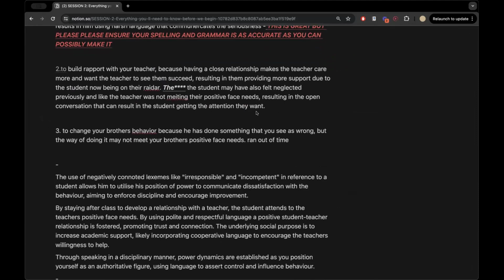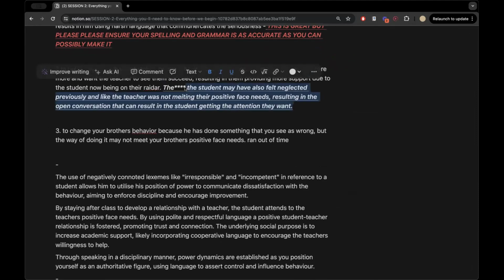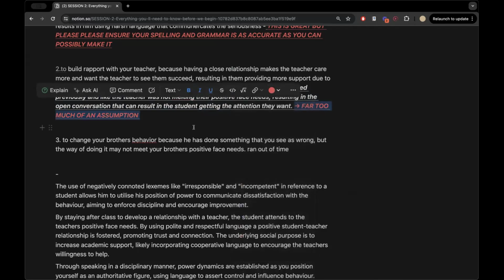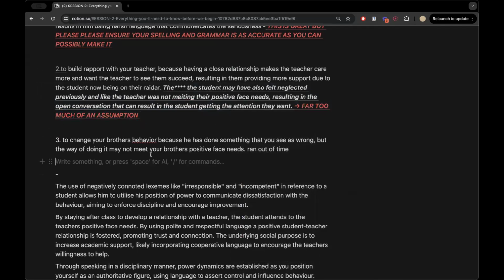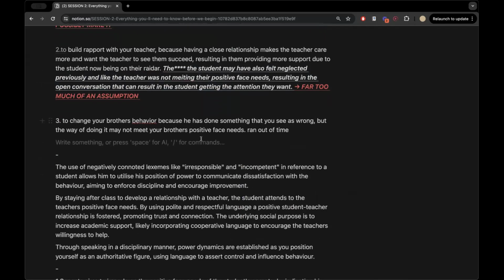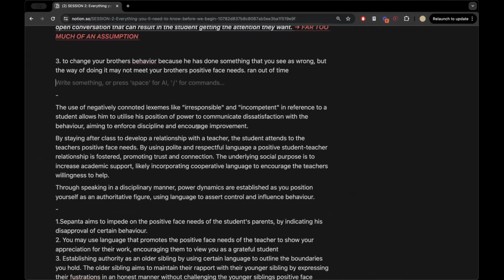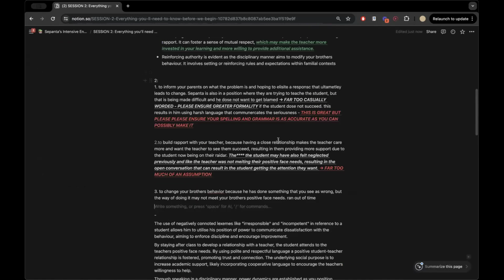Okay. Now, yeah, this is good. You're immersing yourself in the world, but this is far too much of an assumption, right? This is far too big of an assumption, because there is no information to suggest that the student was previously not being given enough information or attention from the teacher. Change your brother's behavior because he has done something that you see as wrong, but the way of doing it may not meet your brother's positive face needs. Good. I like it. Follow those pieces of advice, though, please.